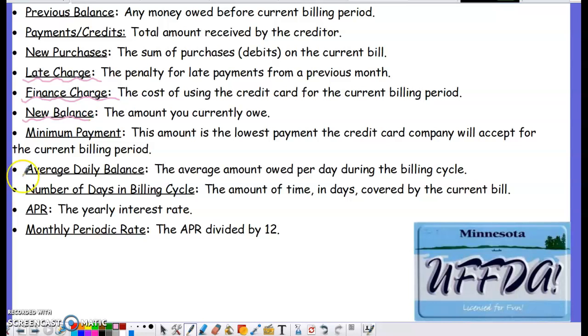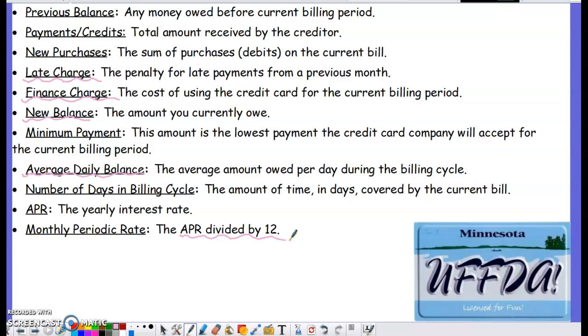The average daily balance is going to be listed on there, which we just have been finding by hand, but that's going to be listed on your bill. The number of days in your billing cycle is also going to be listed on the bill. The annual percentage rate is going to be listed on your bill. And then they even do the work for you and they tell you your monthly periodic rate on there, which we know is just the annual rate divided by 12. Again, all of this information, if you ever get a credit card and you get a statement at the end of your billing period, you're going to see all of this information on there.